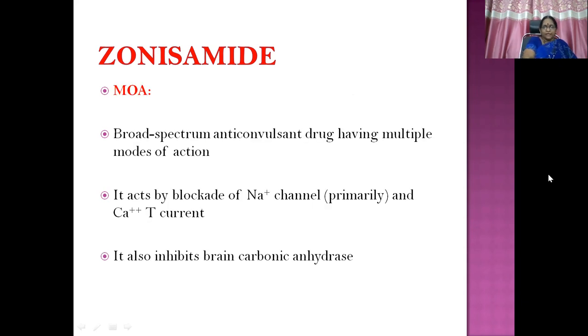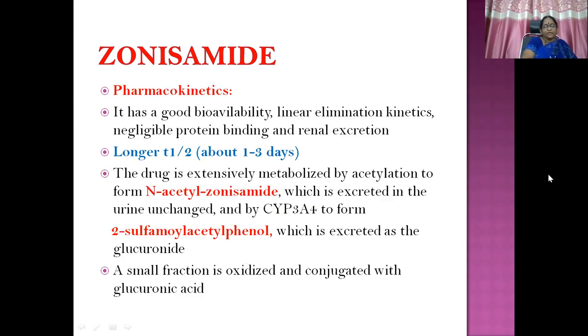Mechanism of action: broad spectrum anticonvulsant activity having multiple actions, so sodium channel blockade, calcium channel blockade, and inhibition of carbonic anhydrase enzyme. Good bioavailability, linear pharmacokinetics, negligible protein binding, renal excretion. Longer half-life for zonisamide. Z is the last letter of the alphabet, so long half-life, 1 to 3 days. The drug is extensively metabolized by acetylation to form N-acetyl zonisamide, which is excreted in the urine unchanged, and by CYP3A4 to form 2-sulfamoylacetyl phenol, which is excreted as glucuronide.